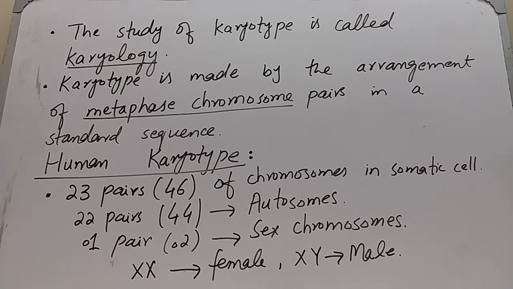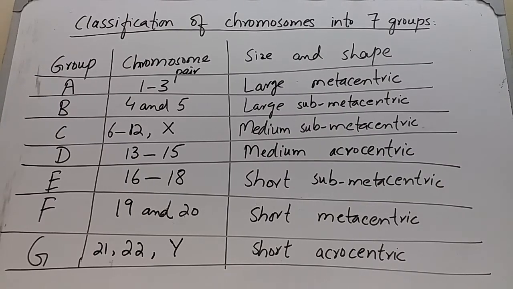These 23 pairs of chromosomes in humans are arranged into 7 groups. These chromosomes are arranged into how many groups? Into 7 groups on the basis of their size and morphology. So this is the classification of human chromosomes into 7 groups. The first group is A. A group includes chromosome pair 1, 2nd pair and 3rd pair.